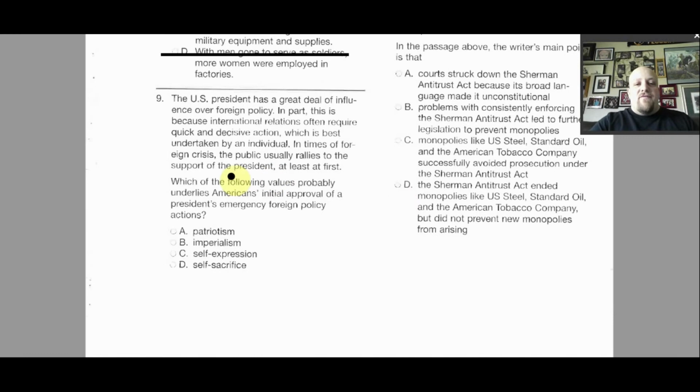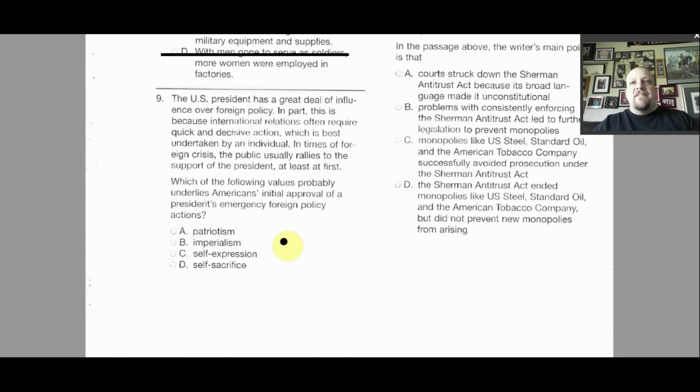In times of foreign crisis, the public usually rallies to the support of the president, at least at first. Meaning that we as the American people will usually decide, yeah, that was a good idea at the time. That happens in times of war. If we're attacked, usually people are like, hey, we need to attack back.